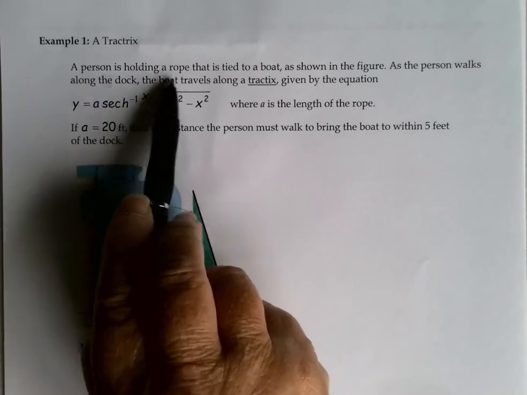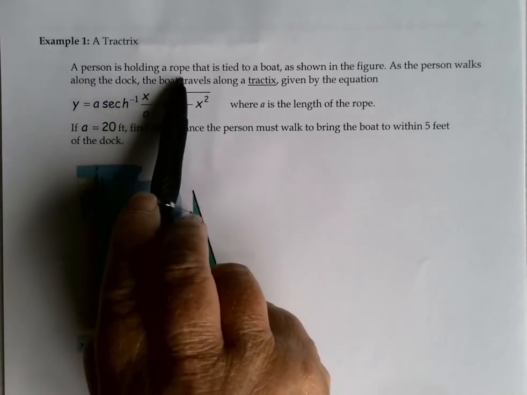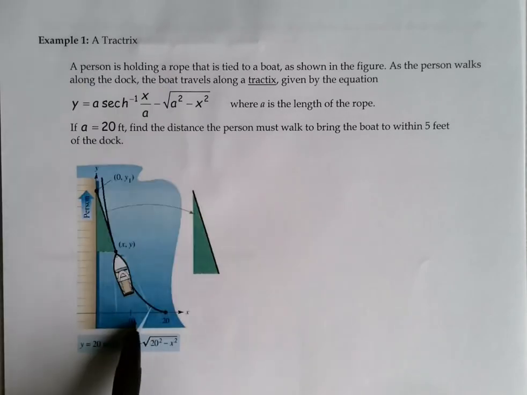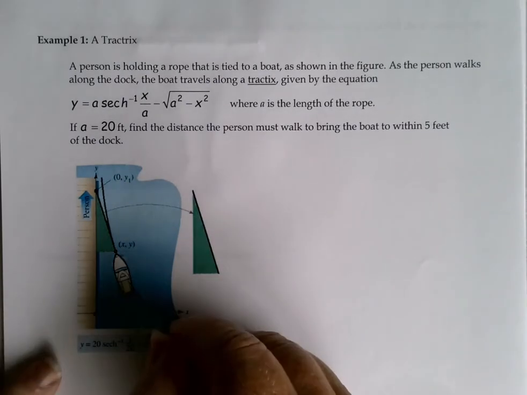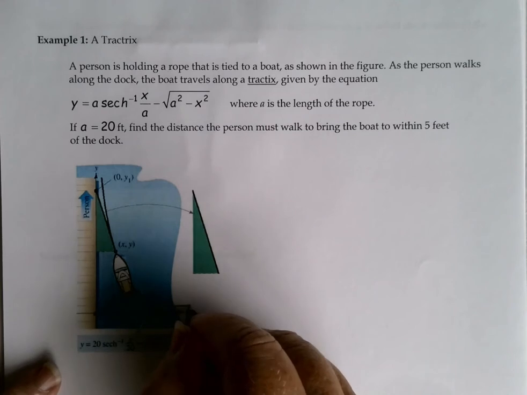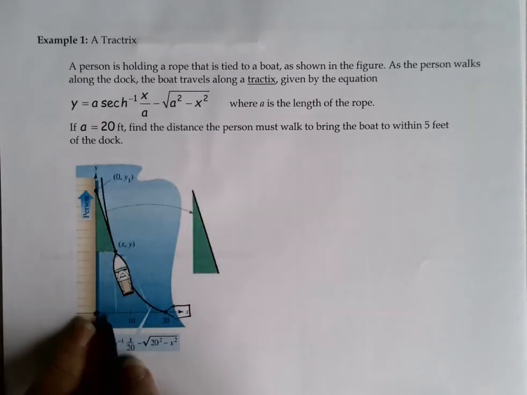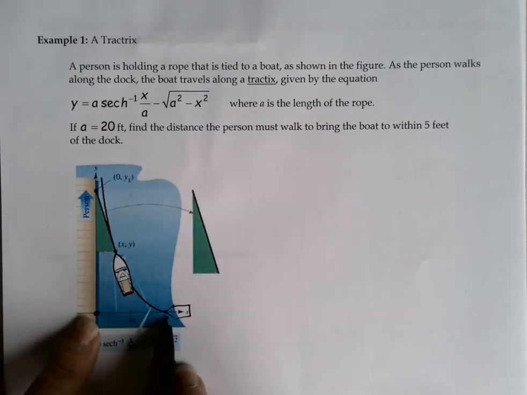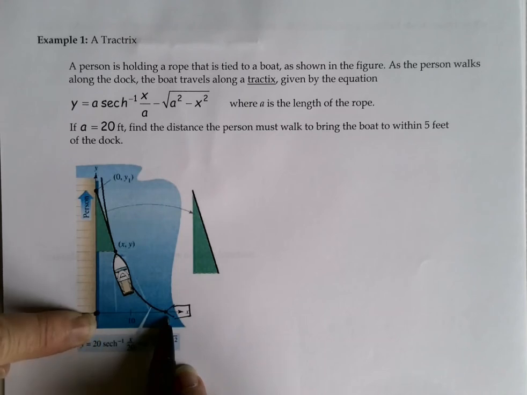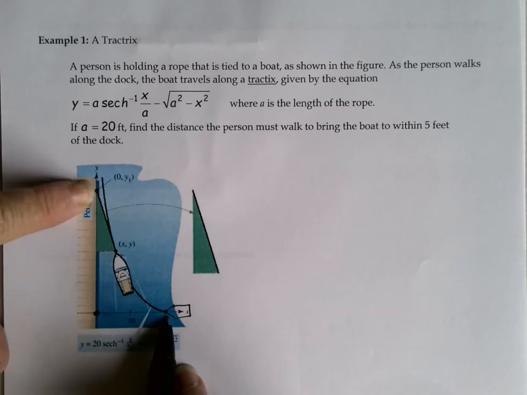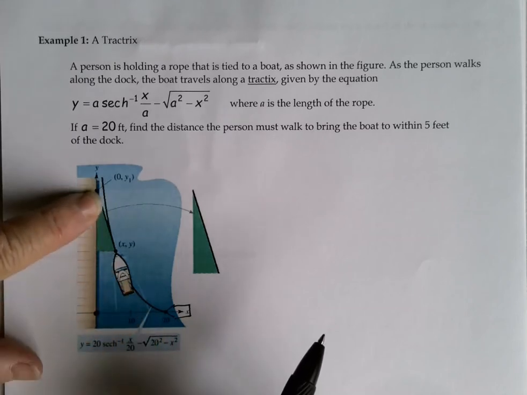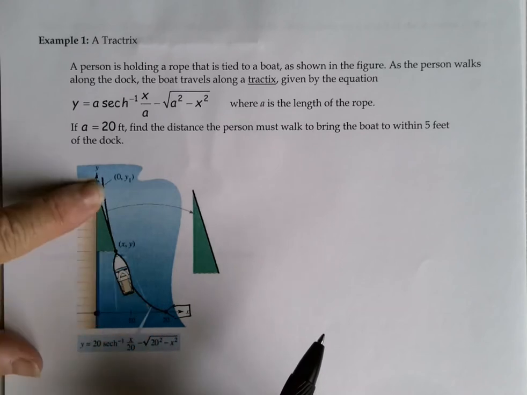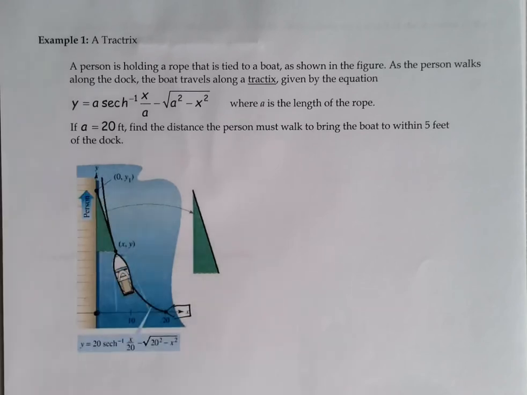If you imagine a person holding a rope that's tied to a boat, shown in this figure, the person starts over here, and the boat starts here. That rope is stretched right along there. And if the person walks up this pier, holding the rope, the boat is going to follow this path, and that path, that curve, is called the Attractrix.